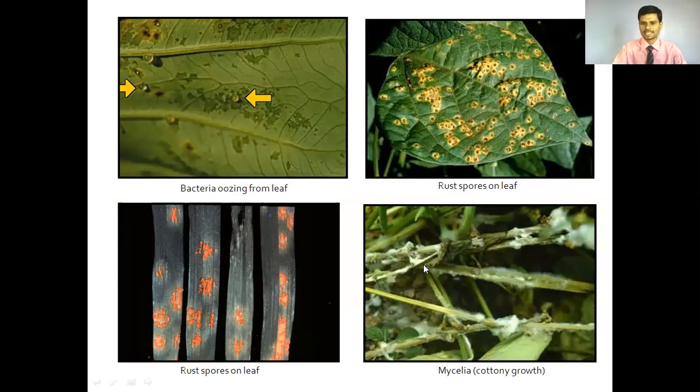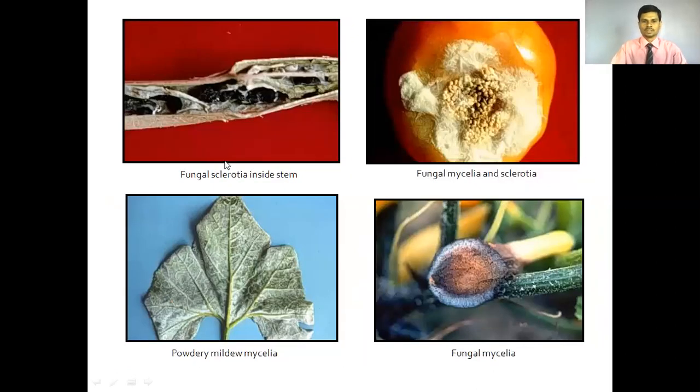Here on the stem and the entire plant body, we can see the mycelial growth of the fungus on the host. Then fungal sclerotia inside the stem, we can see fungal mycelium and sclerotia. Also we can see here. Then powdery mildew on the leaf we can see also. Then this is fungal mycelium that we can also see in this picture.